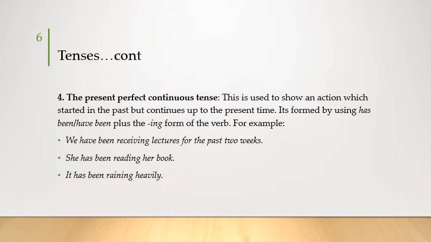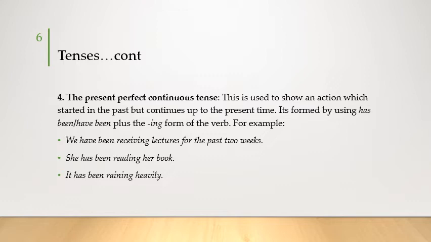It's formed by using has been or have been plus the ing form of the verb. For example, we have been receiving lectures for the past 2 weeks. She has been reading her book. It has been raining heavily.